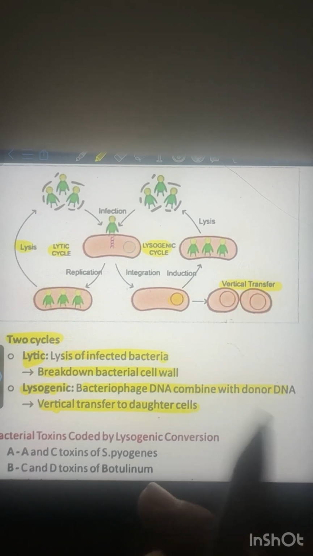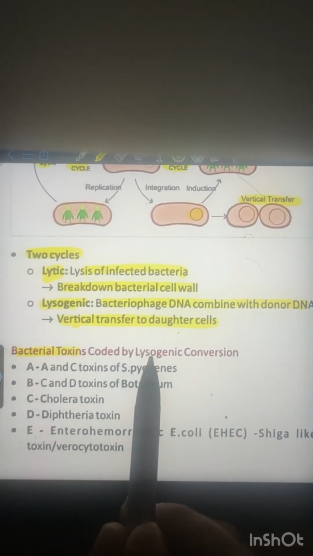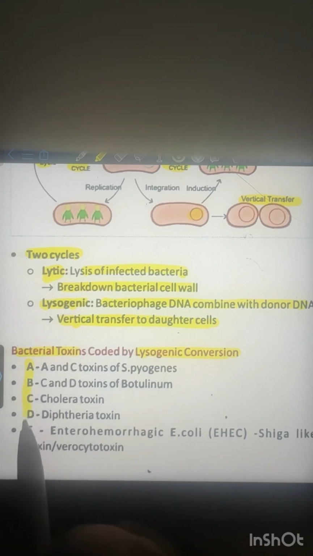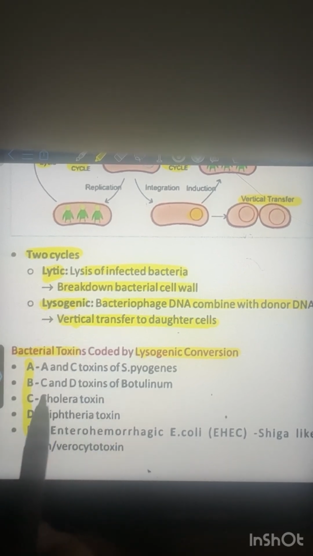Because of previous year questions: which are the toxins in the bacteria that follow this lysogenic conversion story, and that is A, B, C, D, E. So how I have learned it is lysogenic conversion is basically related to transfer to the daughter cells or the offspring. And what will the offspring learn first? The tiny little baby will learn A B C D E. So A B C D E is what is following the lysogenic conversion. What is A B C D E?